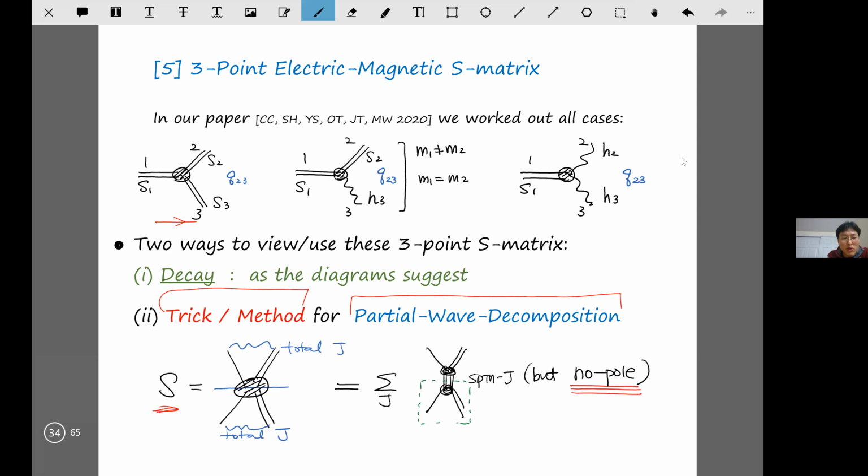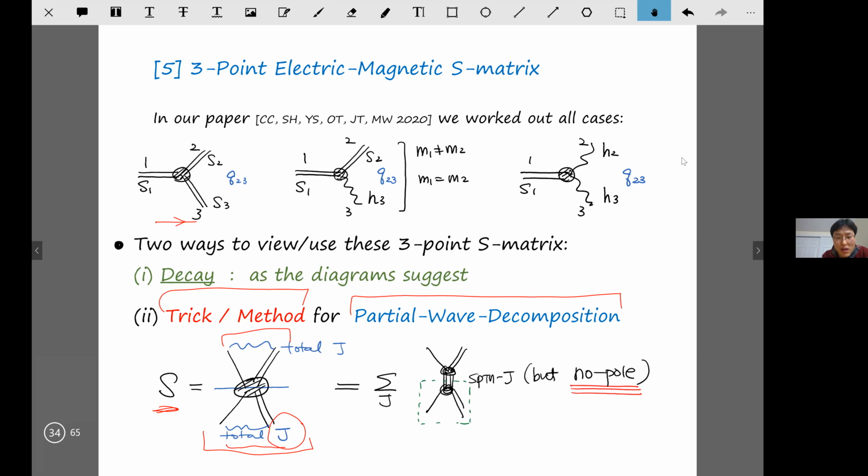So here's the S matrix. There's some in state, there's some out state, and then I want to look at the initial state such that the total angular momentum is J. And how do I get that part? How do I get the total angular momentum J part? How do I select the part?